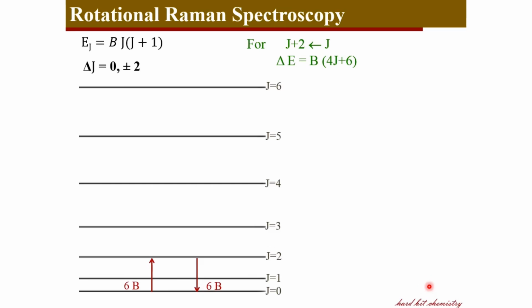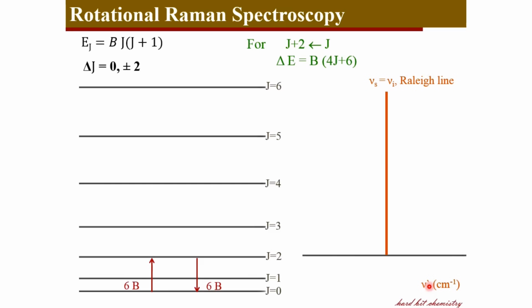And in the spectrum where you have got the scattering frequency plotted, you get a high intense Rayleigh line corresponding to delta J 0, and to the left of the Rayleigh line you get the Stokes line corresponding to energy 6B, and to the right you get the anti-Stokes line with 6B units of energy. And likewise, the second possible transition is from J equal to 1 to J equal to 3, giving rise to the Stokes line, and 3 to 1 will give you the anti-Stokes line with an energy difference of 10B units, and that appears in the spectrum like this.